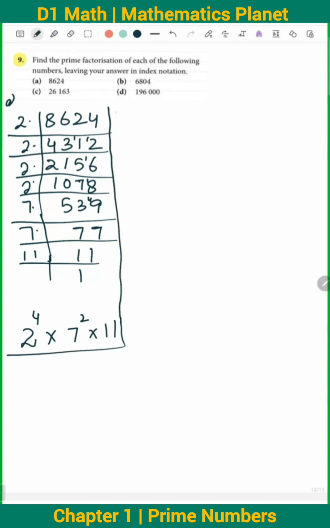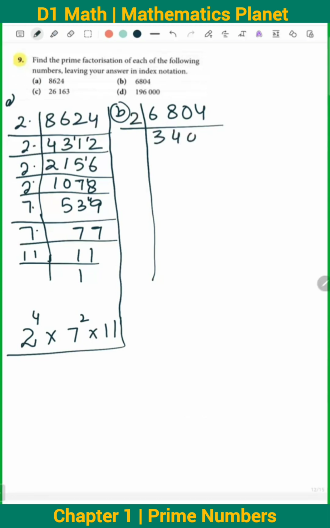Okay. Part B, 6804. 2 times 3 is 6, 4 is 8, 0, 2 is 4. 2 times 1 is 2, 7 is 14, 0, 1 is 2. Okay, I have 1701.